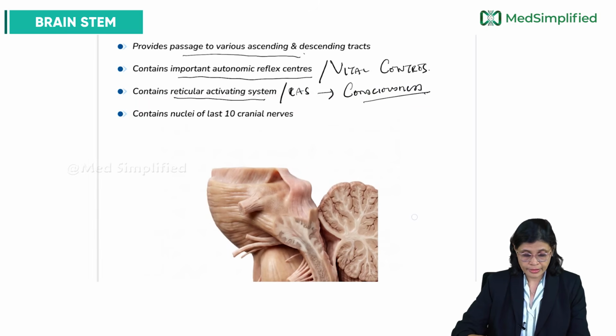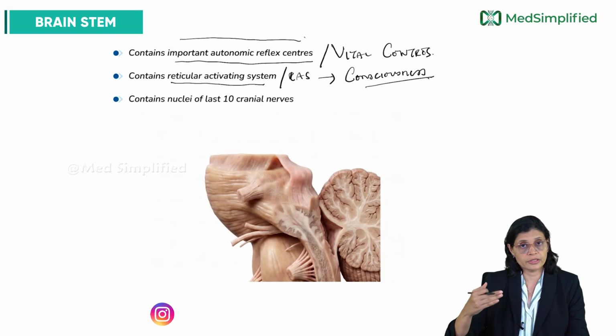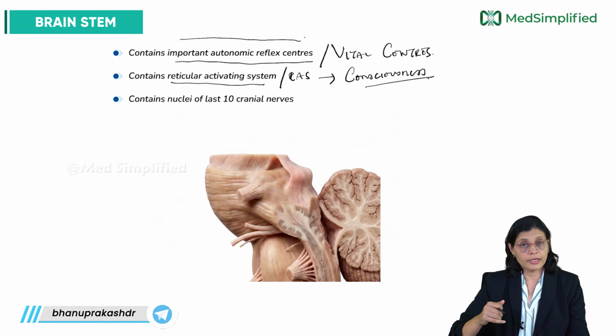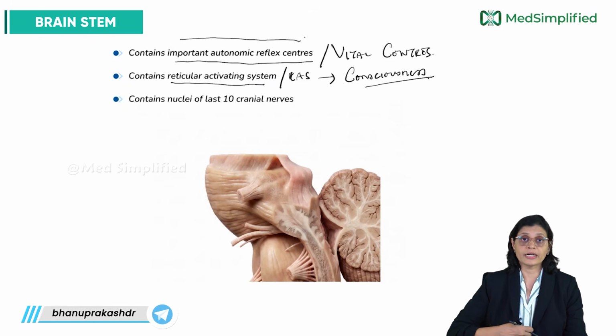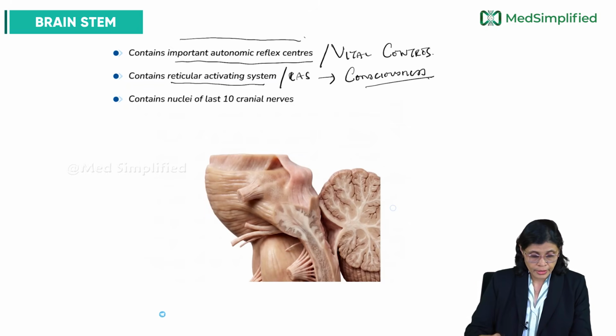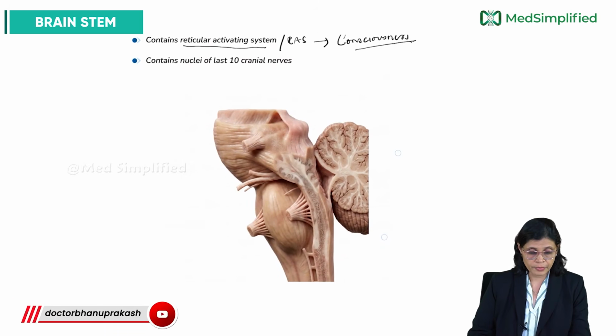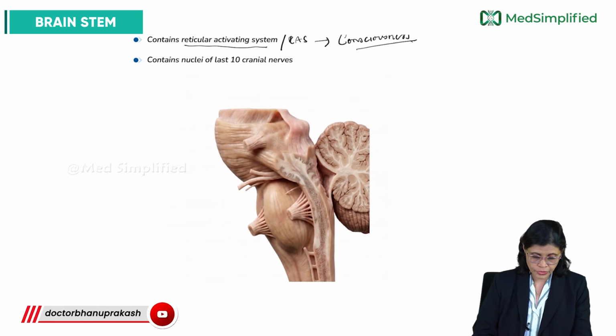It also contains the nuclei of 10 important cranial nerves. Only the first, the olfactory, and the second, the optic, are in the region of the forebrain. The rest of the cranial nerves, from the 3rd up to the 12th, we will see in relation to the brainstem.